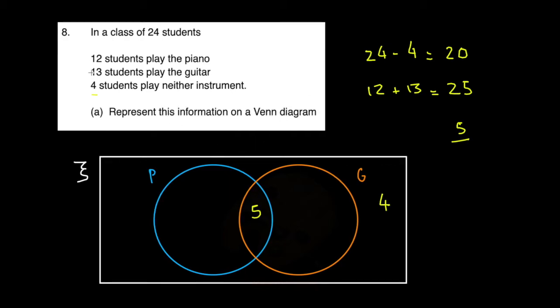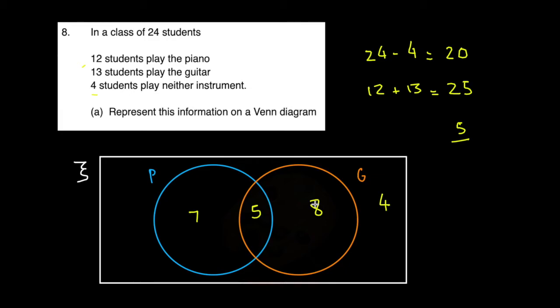Now, we're told that 12 students play the piano. So that means we've got 12 minus 5, which is 7. So we've got 7 students that only play the piano and not the guitar as well. And similarly, for the guitar, 13 play the guitar, and we've got 5 that play the piano as well. So that's 13 minus 5, which gives us 8. So 8 people only play the guitar.